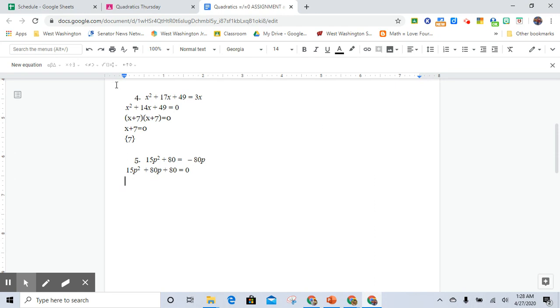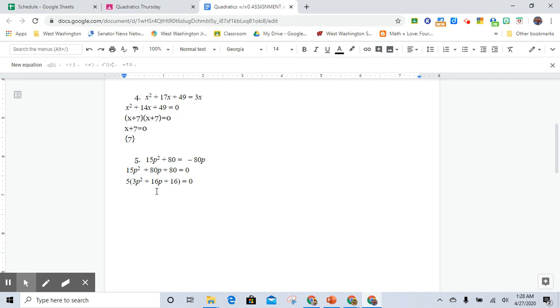And then there we can factor out the 5, and so we would get 5 times 3p squared plus 16p plus 16, equals 0. And this is important to keep. I saw a couple people who just kind of knocked that off. You can't just get rid of the 5 because this is completely different than this right here.